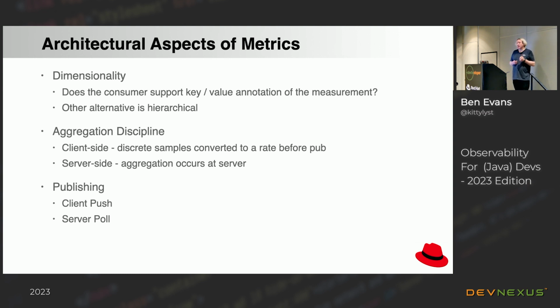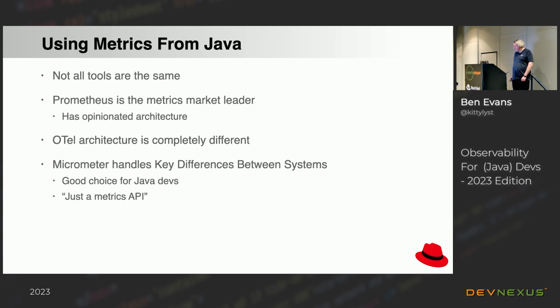Finally, there is how does the data get from your production system into the observability system? And there's two ways of doing it. Either you scrape it out of the application, or the application pushes it to you. So they're referred to as a client push or a server pull. So now you can sort of get a flavor that different metric systems might operate in different ways. The way that Prometheus does it is very, very opinionated. I'll talk more about that when we get on to talk about OTel. The OTel architecture is completely different to the Prometheus one.